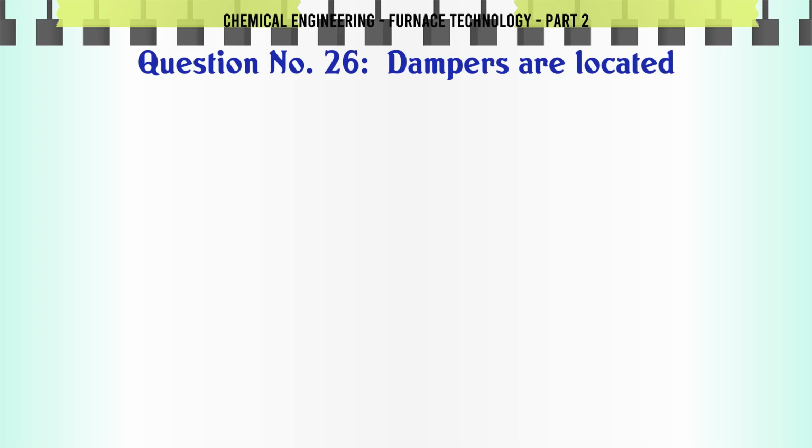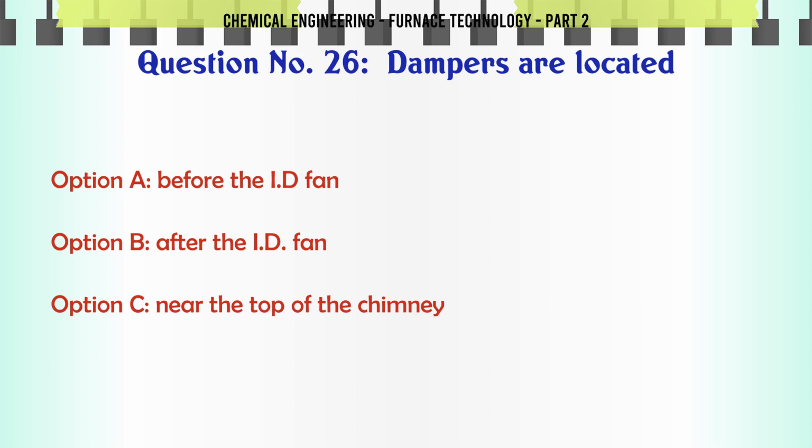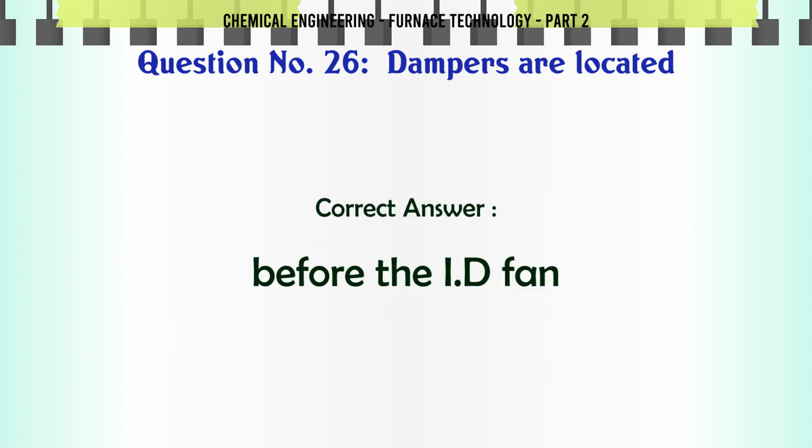Dampers are located A. Before the ID fan. B. After the ID fan. C. Near the top of the chimney. D. Anywhere after the ID fan. The correct answer is before the ID fan.